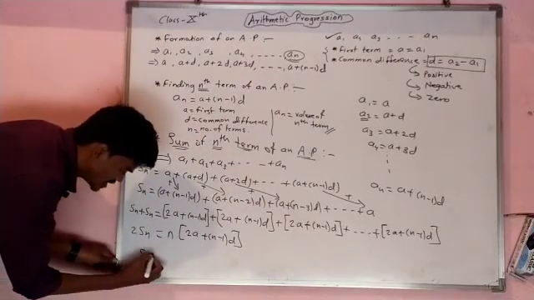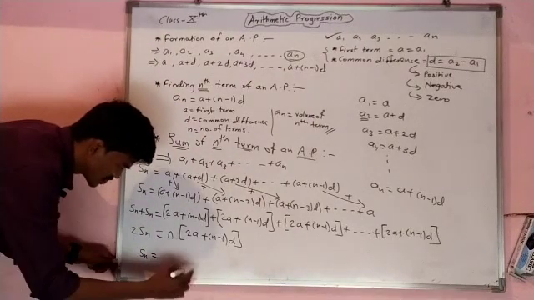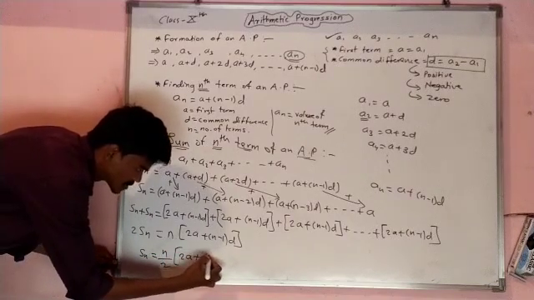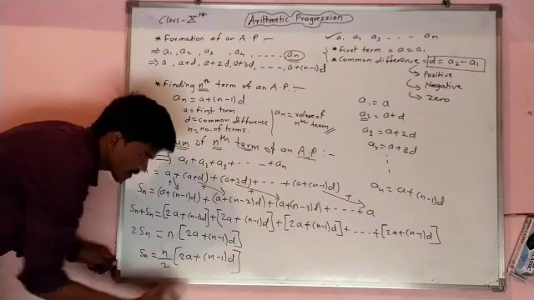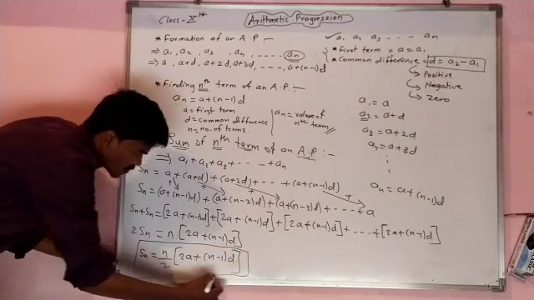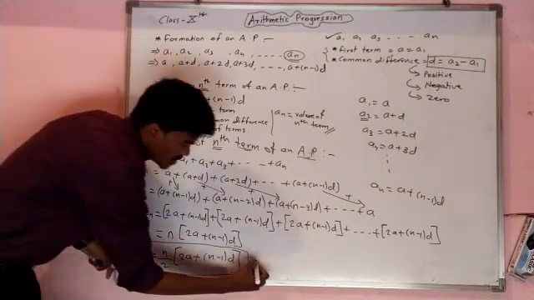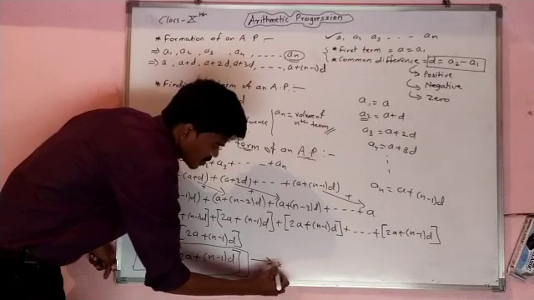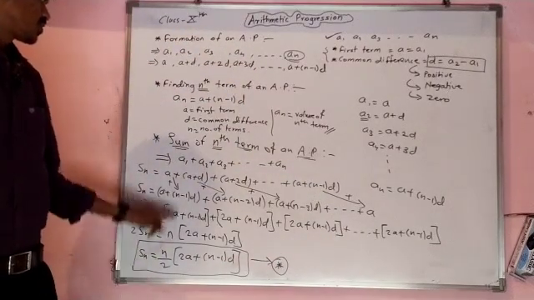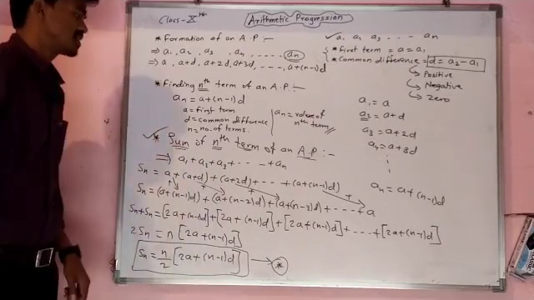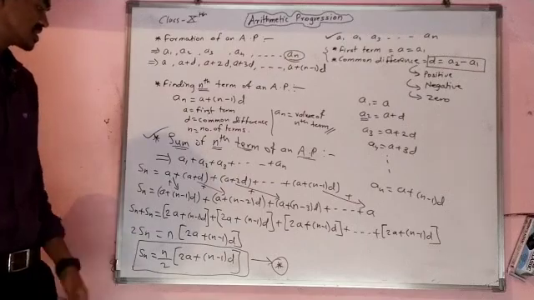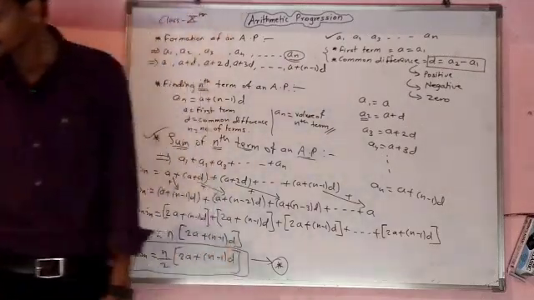So I will take the 2 to the other side, that is Sn is equal to n divided by 2 into 2a plus n minus 1 into d. And this is our required formula for the sum of n terms. This is our required formula for this concept, the sum of n terms.